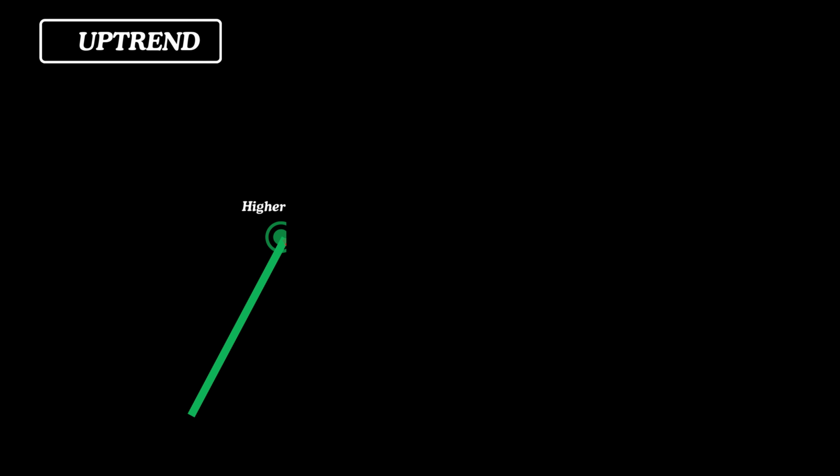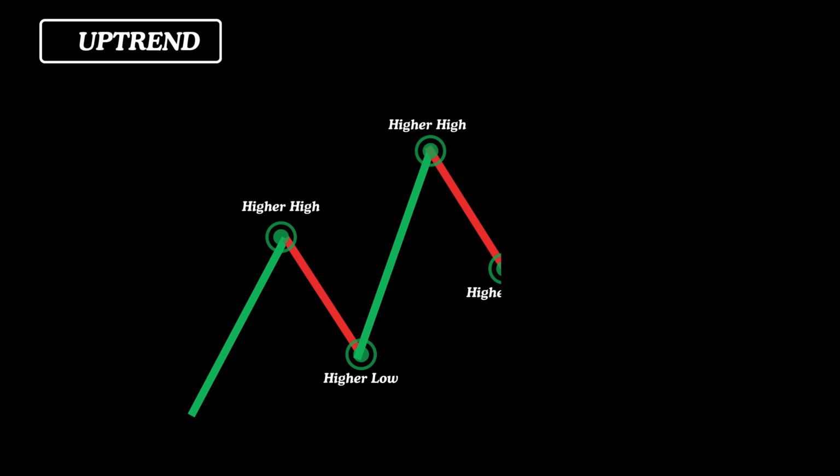During an uptrend, prices create a series of higher highs and higher lows, showing that buyers are in control. The price keeps climbing, and every time it pulls back, it stays above the previous low. When it rises again, it sets a new high. This repeating behavior confirms that the market is trending upward.